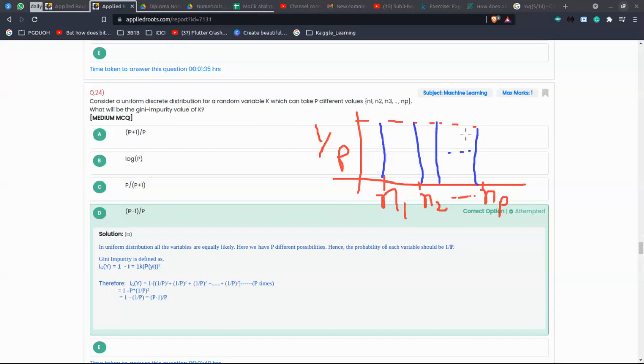So how tough is it to calculate the Gini impurity? Nothing fancy, right? Gini impurity is defined as 1 minus p1 square minus p2 square minus p3 square minus p4 square, like that. So 1 minus (1 by p) square minus... let's take the minus out. So (1 by p) square plus (1 by p) square plus (1 by p) square, p times. So I can multiply this by p, and p will cancel out. So I get the answer 1 minus 1 by p, or (p minus 1) divided by p, option D. For entropy, it was coming log p if I'm not wrong.